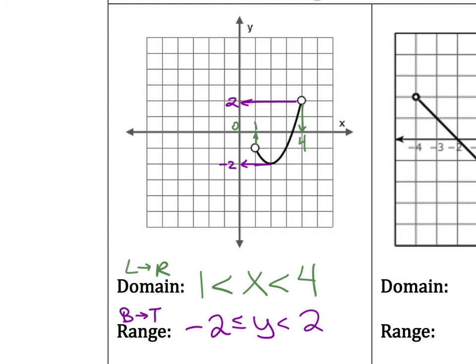Can you guys try the next one? Yes, you can. You got it. Give the next one a shot.